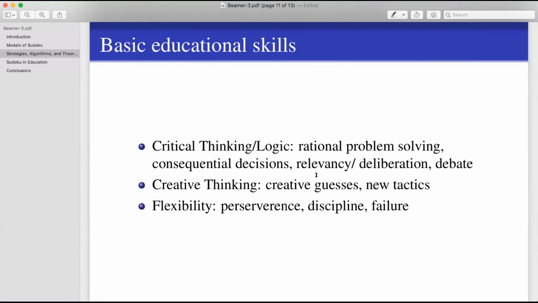And it also supports creative thinking in the classroom, where you have to get creative with your guesses and sometimes even find new tactics to solve a puzzle. And it also encourages flexibility. You have to persevere because sometimes these puzzles get very hard and difficult. So it also requires discipline to keep going. And it also teaches failure, because if you're not failing, then you're not learning.